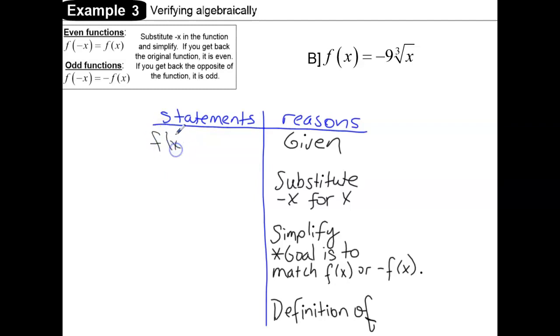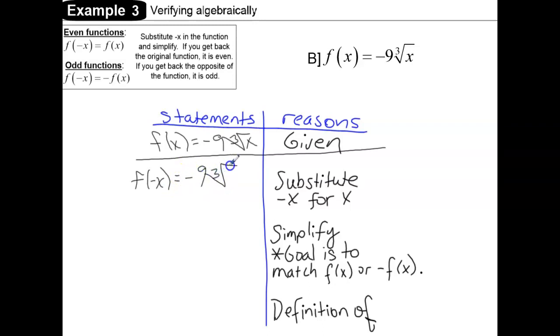So I'm starting with my given function, which was f of x equals negative 9 cube root of x. Okay, and then in my second step, because I'm going to use one of the definitions, I'm going to substitute negative x in for my x in the function. So f of negative x will be equal to negative 9 cube root, and then my x that goes inside of that cube root, now I'm going to replace with negative x. And that is step number 2 in my two-column proof.